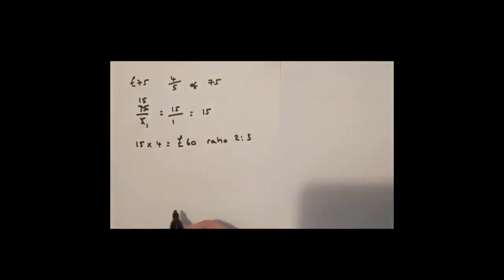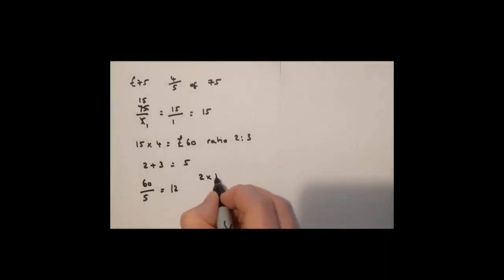This is then divided in the ratio of 2 to 3, so 2 plus 3 equals 5. 60 divided by 5 gives us 12, and then 2 times 12 equals 24, and 3 times 12 equals 36.